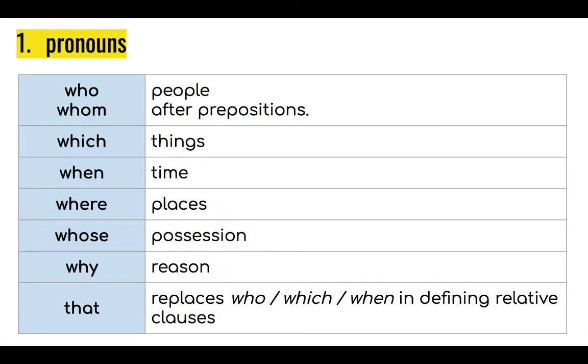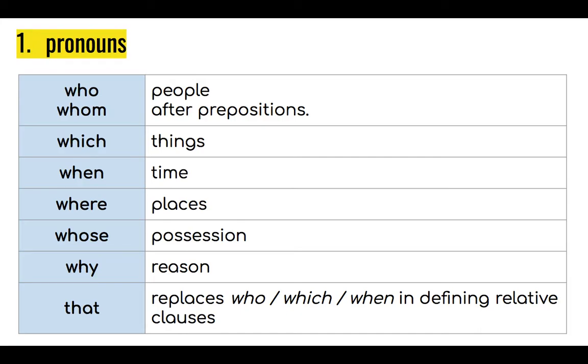We use who to refer to people, or whom after prepositions. We use which to refer to things, when to time, where to places, whose to express possession, why to express reason. And then we have that, which replaces who, which, or when in defining relative clauses.